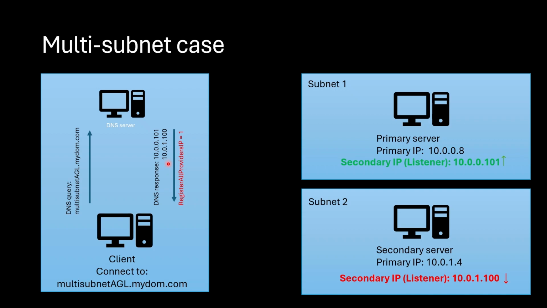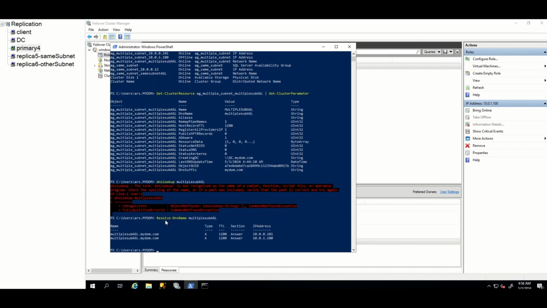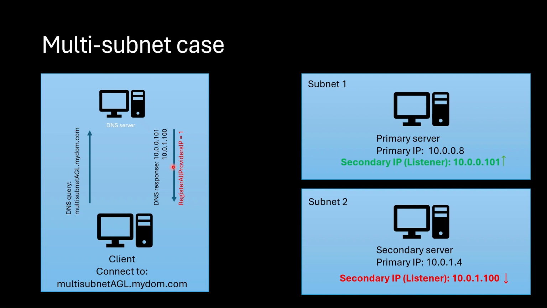You can check this setting by running the following command on the primary server. As you can see, this setting equals one in my case, which means two IPs are registered for the listener DNS name. We can easily check this with the Resolve-DnsName command in PowerShell. As you can see, two IPs are registered. Let's first see the case when RegisterAllProvidersIP equals one, when there are two IPs.